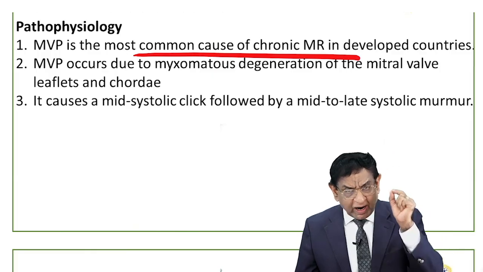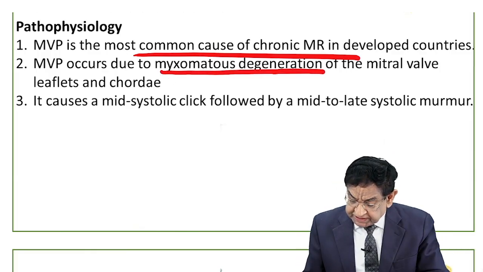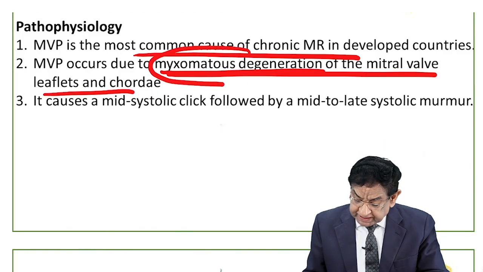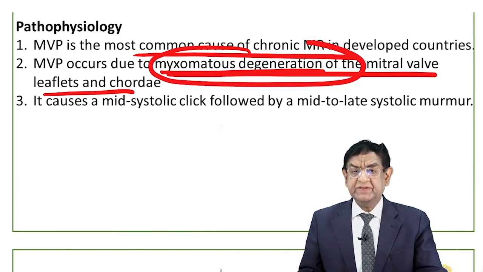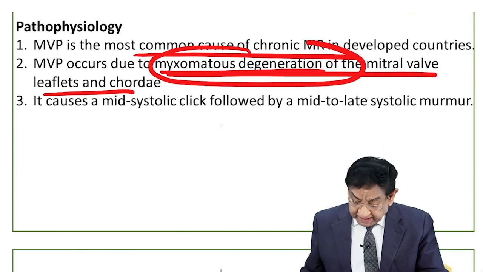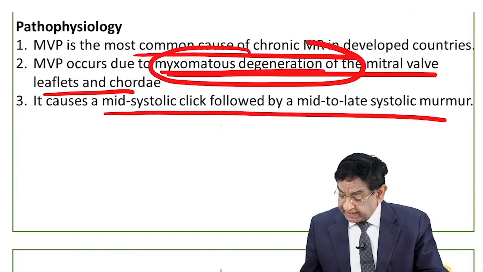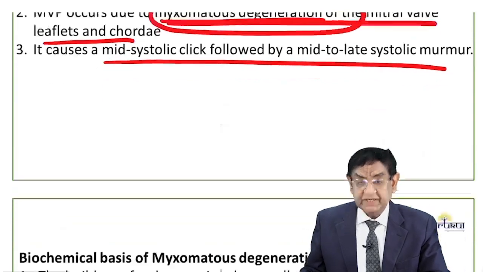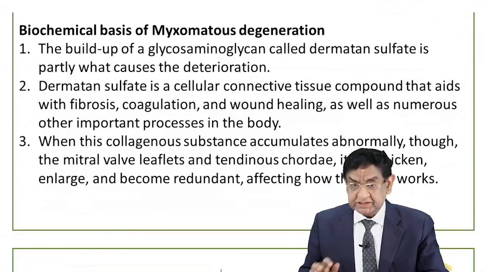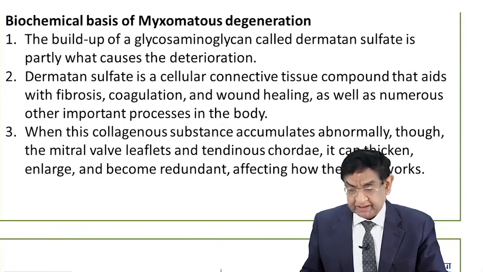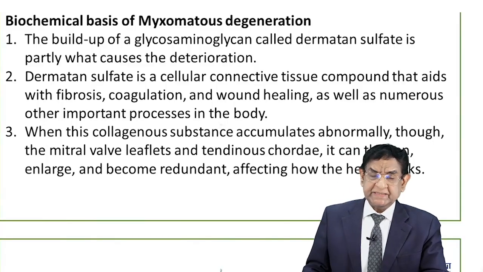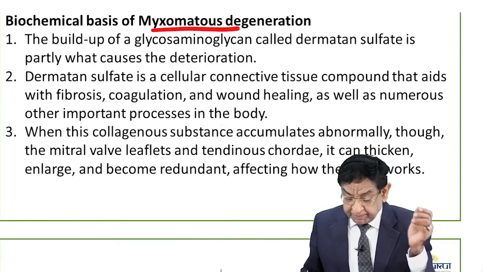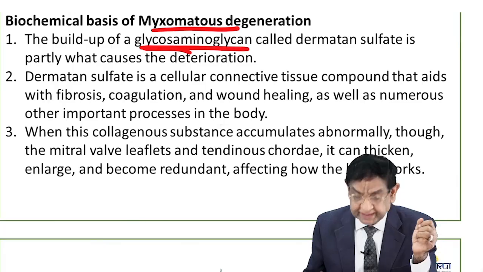In fact, why did this happen? This is due to myxomatous degeneration of the mitral valve leaflet and chordae. If you get myxomatous degeneration of the valve, 100% you are dealing with mitral valve prolapse. This is the one which produces the mid-systolic click and mid-systolic murmur that we understood. But what is the biochemistry of myxomatous degeneration? This is not known to 99%. It's a very commonly asked question in biochemistry. Basic. So let's learn the basic biochemistry of myxomatous degeneration. Well, there is a buildup of glycosaminoglycan.